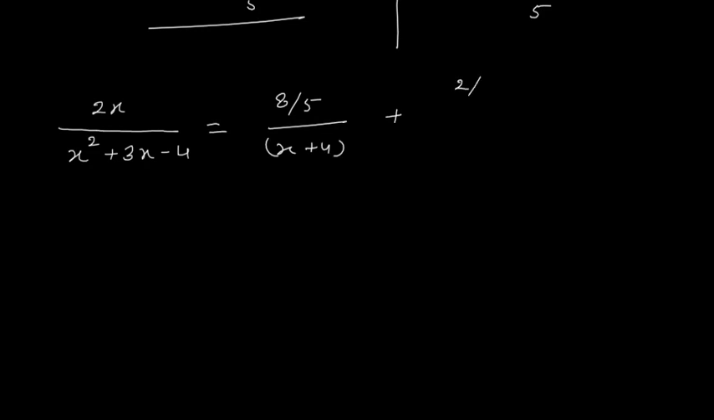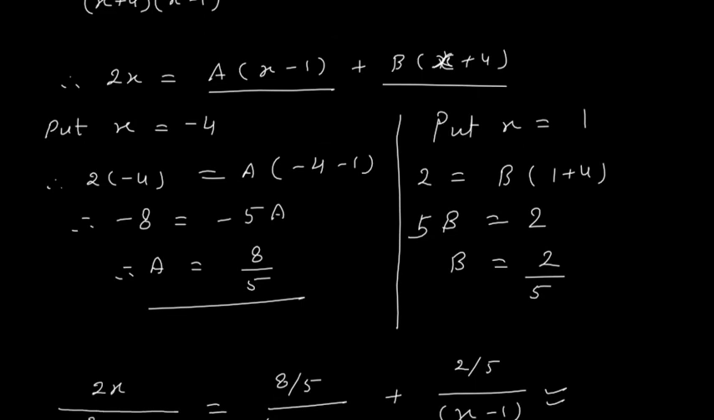So my numerator is 2 upon 5, divided by, here the denominator is x minus 1. So I have expressed this as 8 upon 5 divided by x plus 4, plus 2 upon 5 divided by x plus 1. Now this is one method. Let us discuss another method.